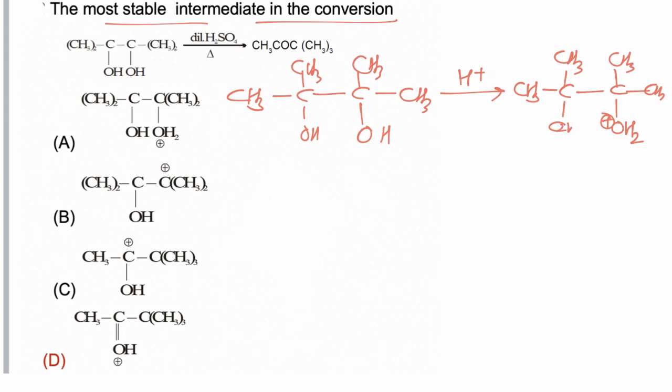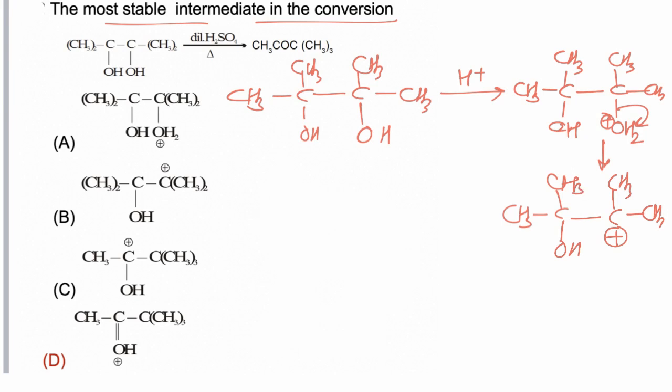Now oxygen having positive charge is comparatively unstable, so water molecule is removed and it will convert it to carbocation. Now this carbocation is formed, which can be stabilized more if alpha effect of oxygen stabilize carbocation. So for further stabilization methyl shift takes place, and after methyl shift we are getting a carbocation which can be stabilized by alpha effect.